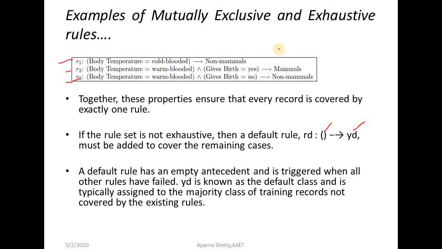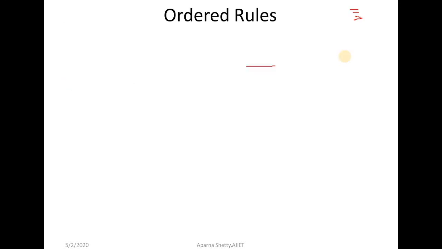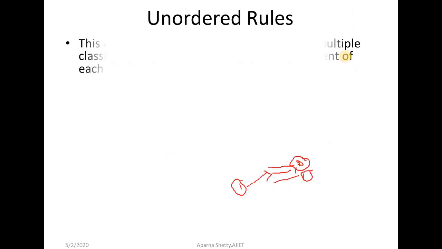Now, which is the majority class here? The majority class is non-mammals, correct? So hence you will classify the record as non-mammals. This is how voting of the class label works. So that was about unordered rules.